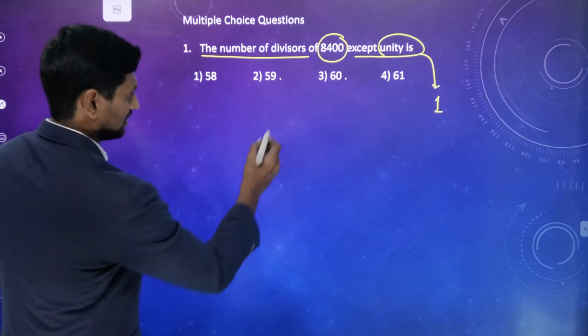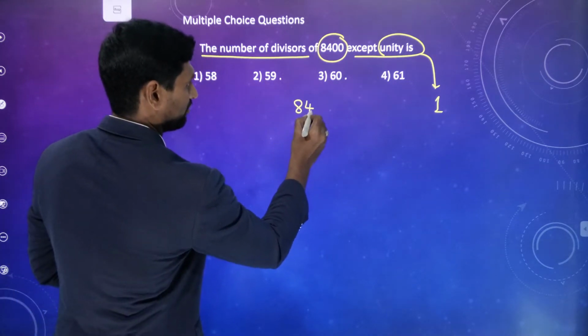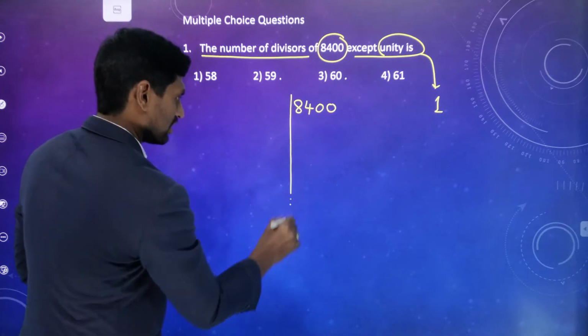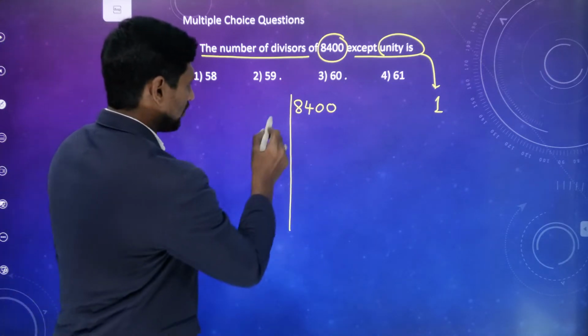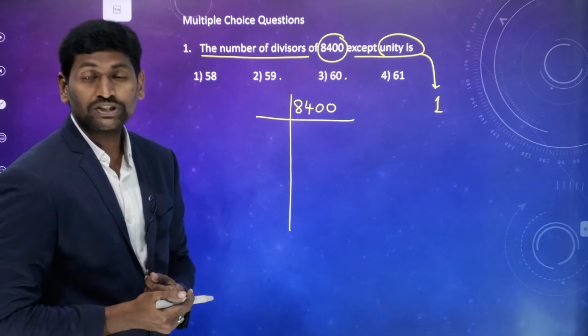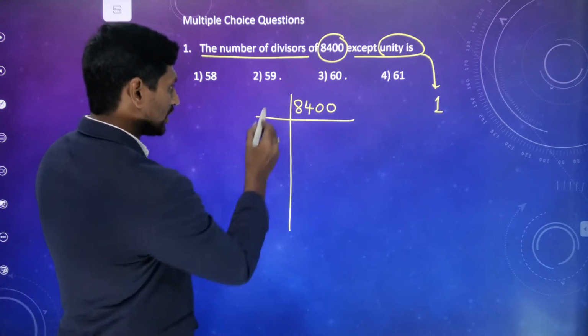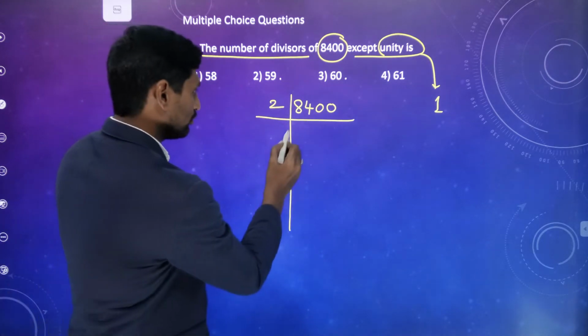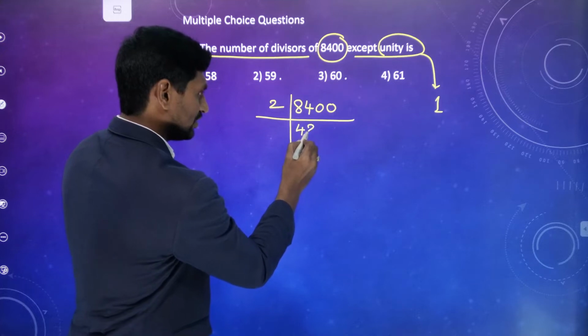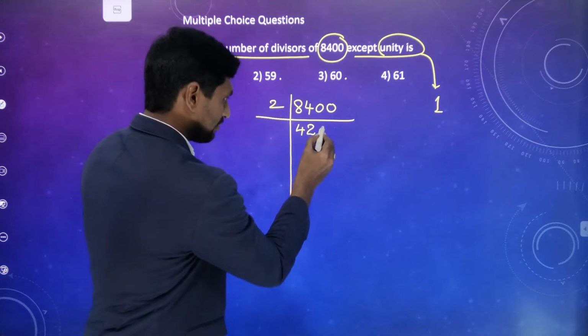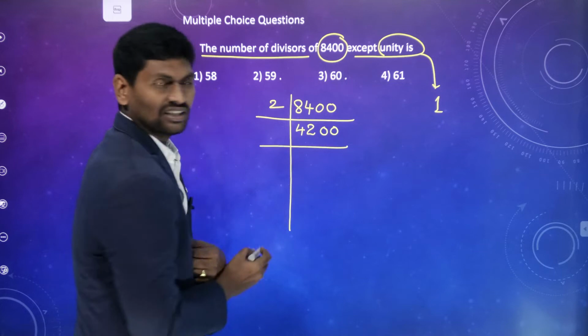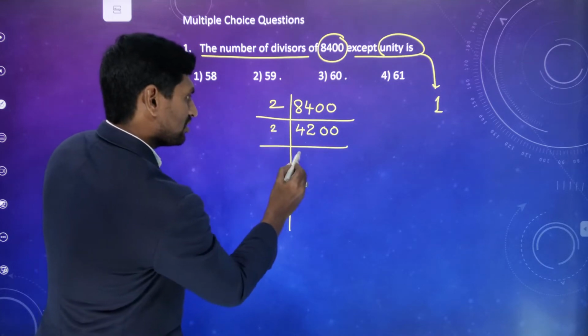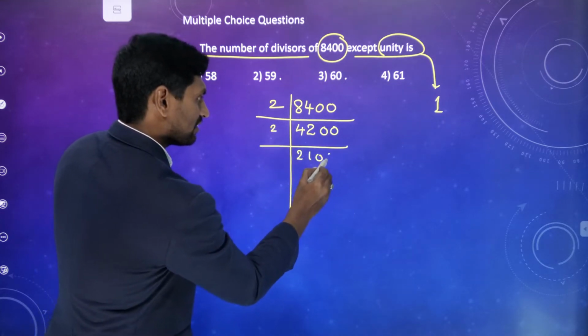Anyway, we'll find it with the same prime factorization method for 8400. First prime number 2. I am taking the 2 table: 2 fours are 8, 2 twos are 4, and the remaining 2 zeros as it is. Again 2 table, 2 twos are, 2 ones are.